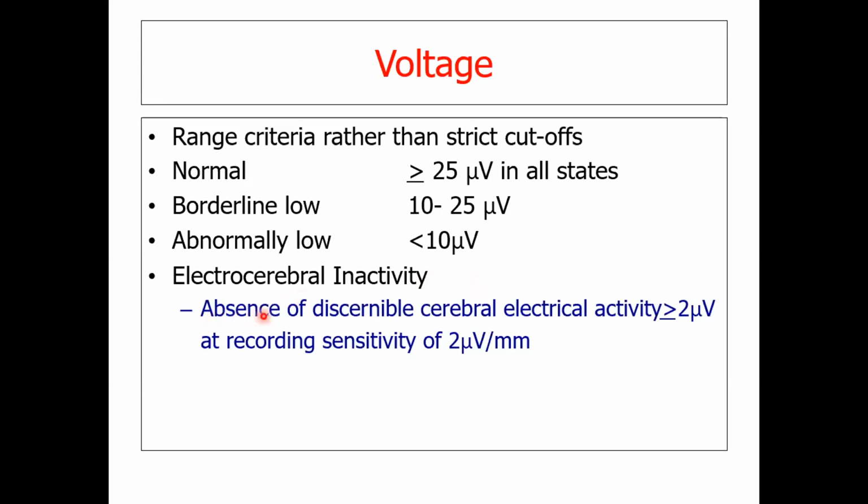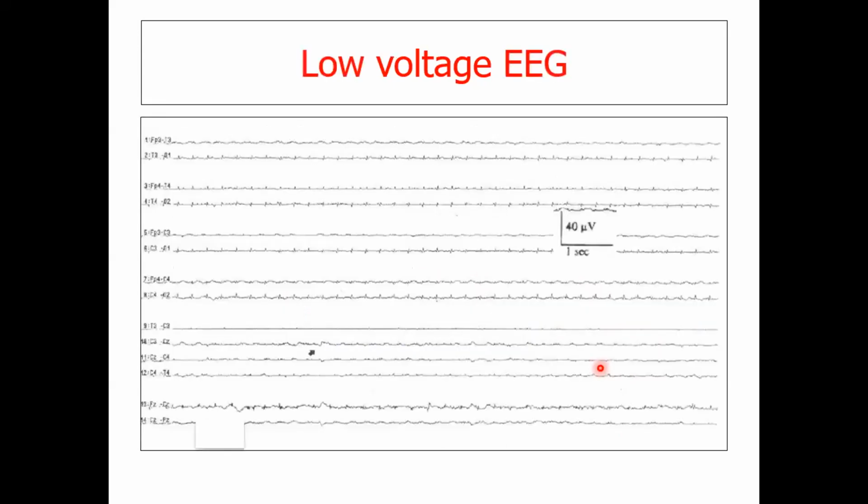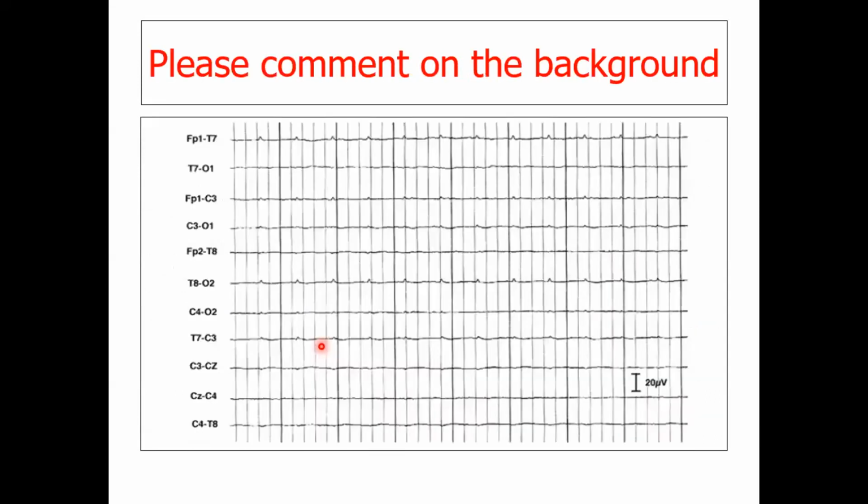So, in case there is an absence of discernible cerebral activity of more than or equal to 2 microvolts at a recording sensitivity of 2 microvolts per millimeter, this is the standard definition, where you have a straight-line sort of image. This is a low voltage EEG. This is a scale which I was talking about. But there are some activities going on. It is not totally an electrocerebral silence.